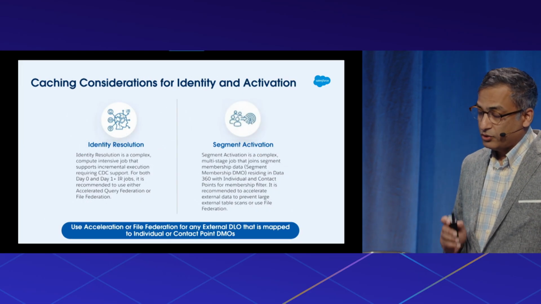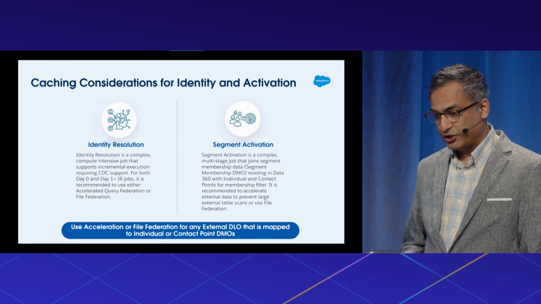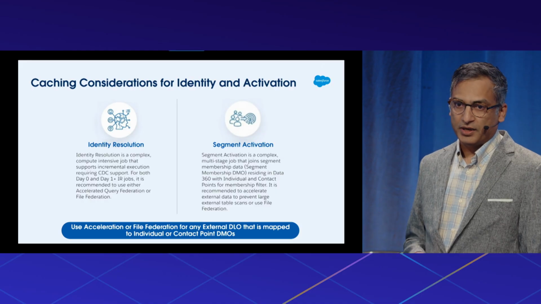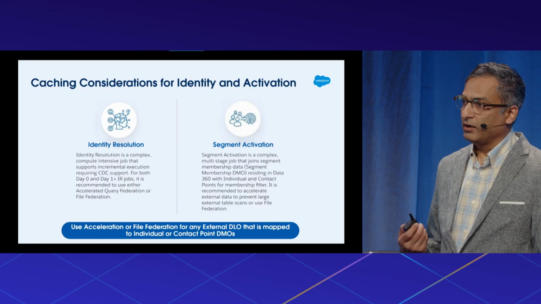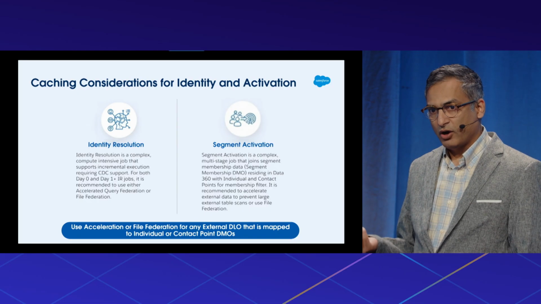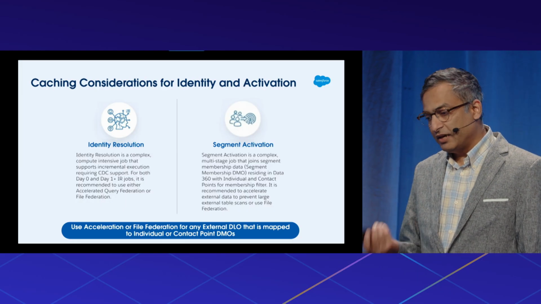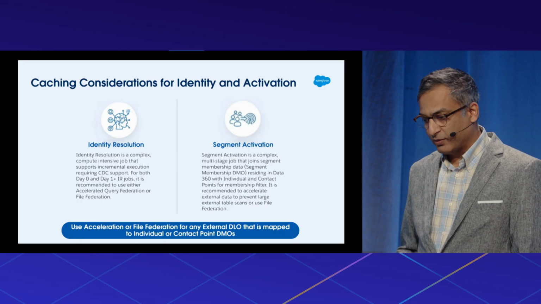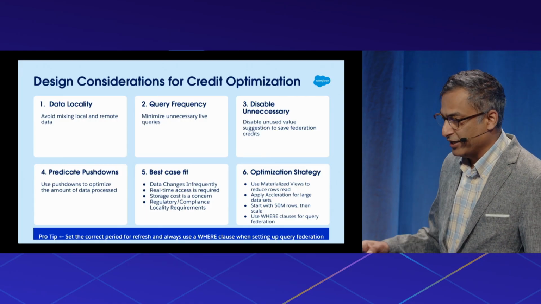And lastly, two major use cases where we highly recommend file federation or caching. One is identity resolution. It's extremely complex, it's compute intensive, so caching the data works great. Secondly, for incremental IR, you require CDC, which file federation would automatically offer, or if you're using query federation, caching is the path. Similarly, for segment activation, it's the same recommendation we have. Use acceleration or file federation. With that being said, let me now hand it back to Gina for more.